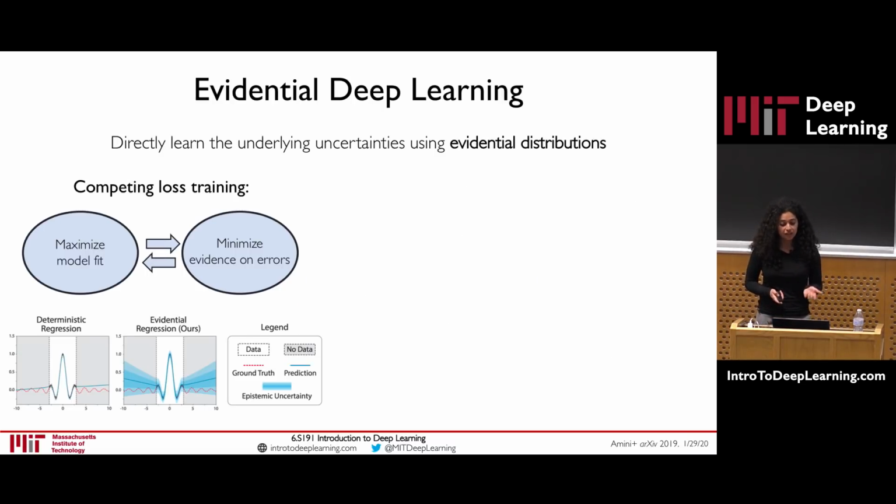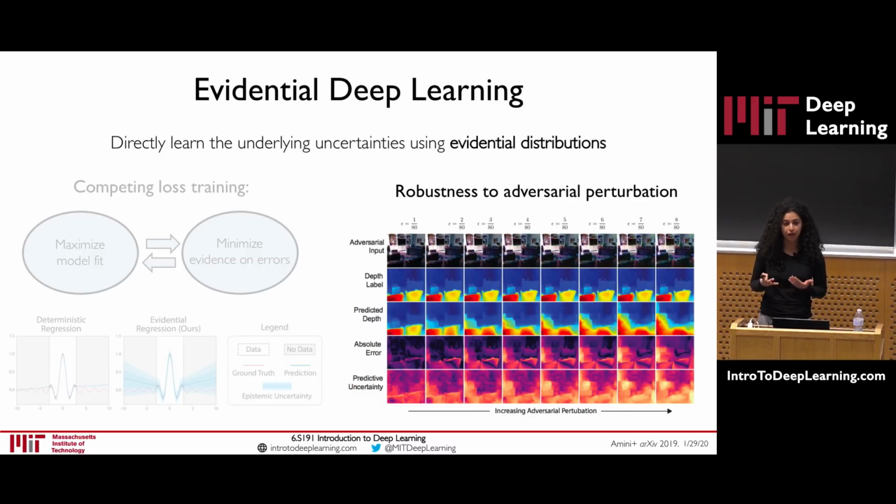And so these uncertainties are also robust to adversarial perturbations and adversarial changes, similar to those that we saw previously. And in fact, if an input, suppose an image, is adversarially perturbed, and it's increasingly adversarially perturbed, the estimates of uncertainty are also going to increase as the degree of perturbation increases. And so this example shows depth estimation, where the more the input is perturbed, the more the associated uncertainty of the network's prediction increases.